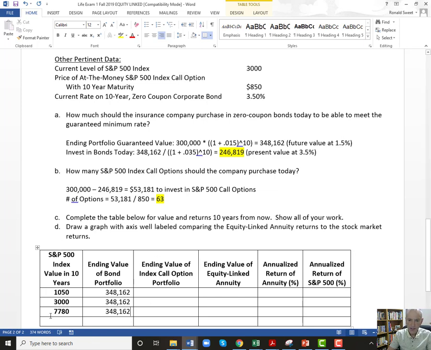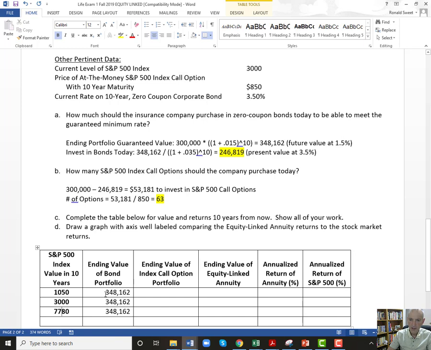So I'll give you three scenarios. The S&P could drop a bunch down to 1050, the S&P could stay right where it started at 3,000, or the S&P could rise to 7780. Now these look like really huge gains and losses, but we're over 10 years. So these gains and losses are probably only about 10%. If you lose 10% every year for 10 years, which would be really horrible for the U.S. stock market, the stock market would drop by almost 2/3. And then it would more than double if it went up about that much every year.